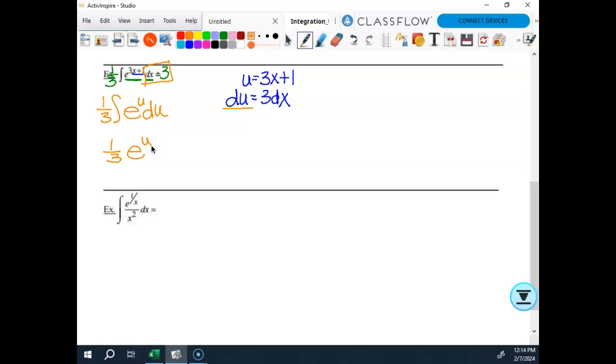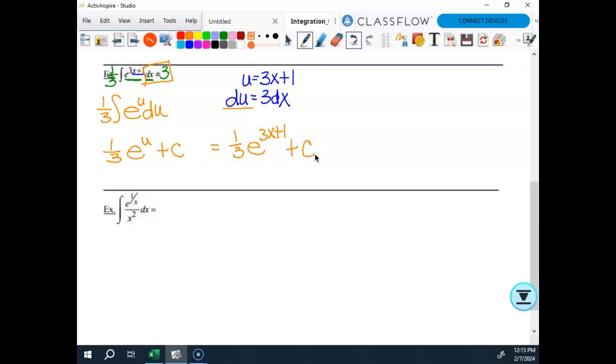Because the derivative of e to the x is e to the x. So when you go the other way, it's still just e to the x. Remember, e means easy. Okay? So that's it, and then we can't forget our plus c. And then we substitute back in 1/3 times, no, that's not right. Yes, e to the 3x plus 1 power plus c.